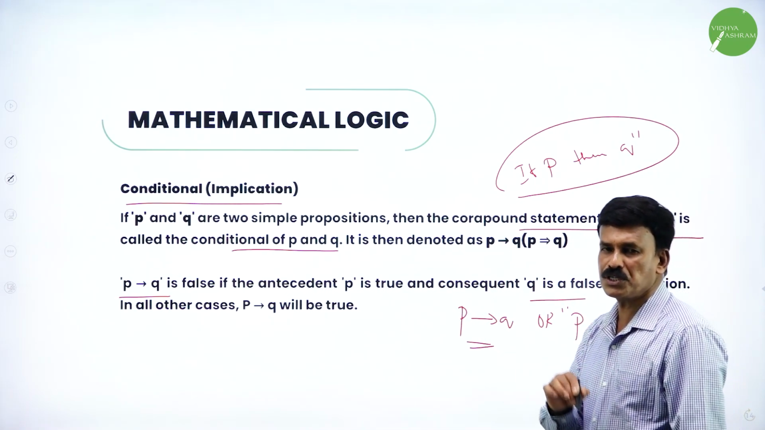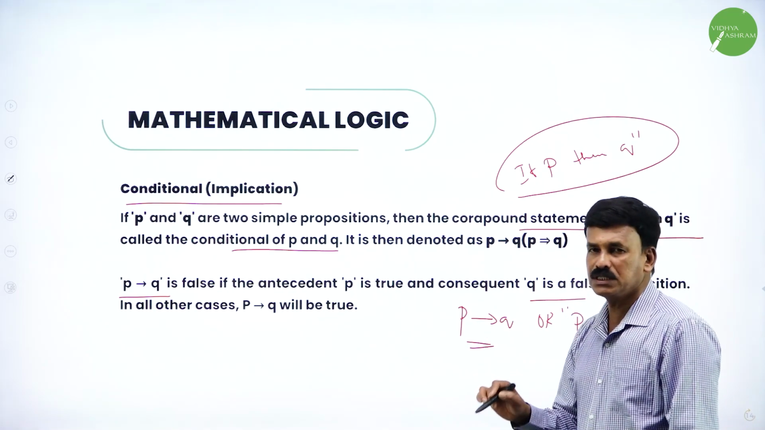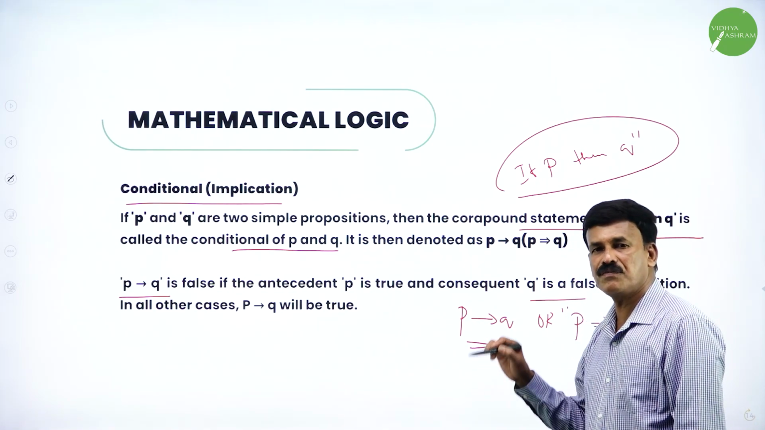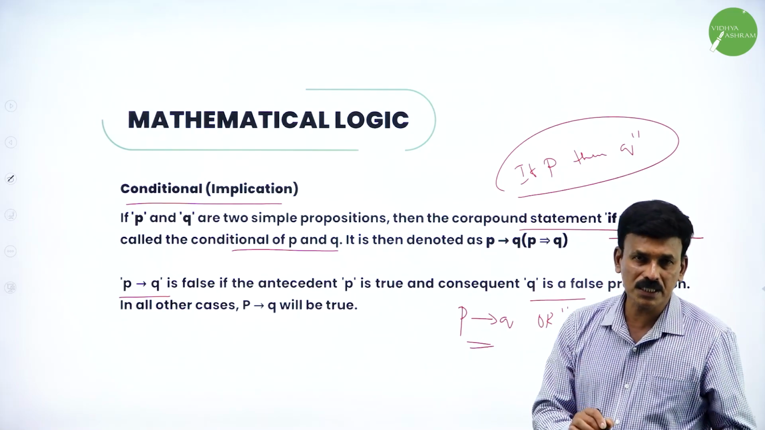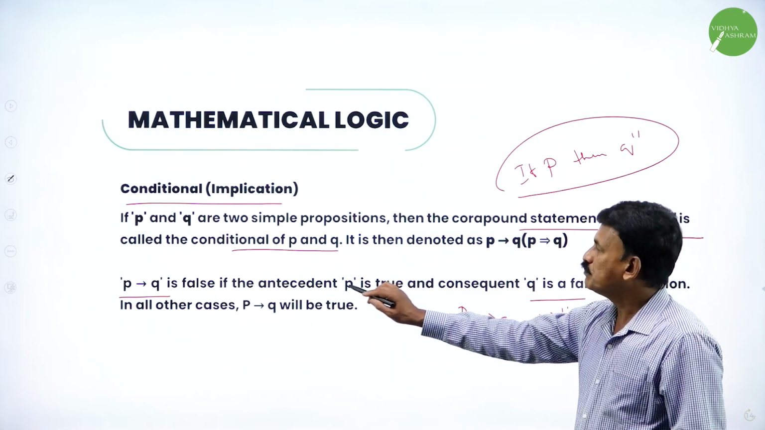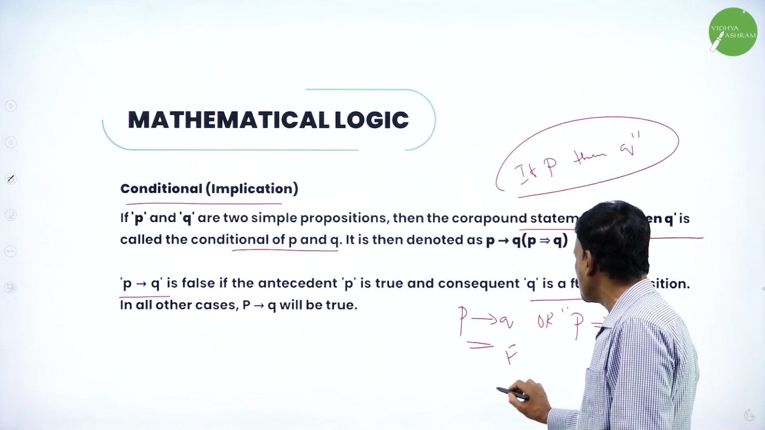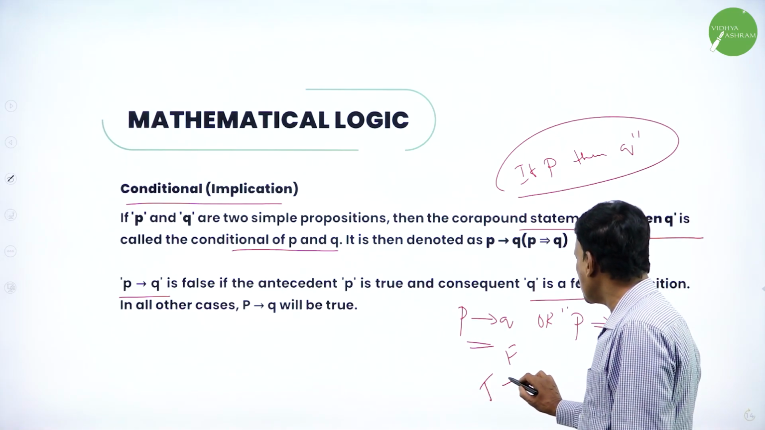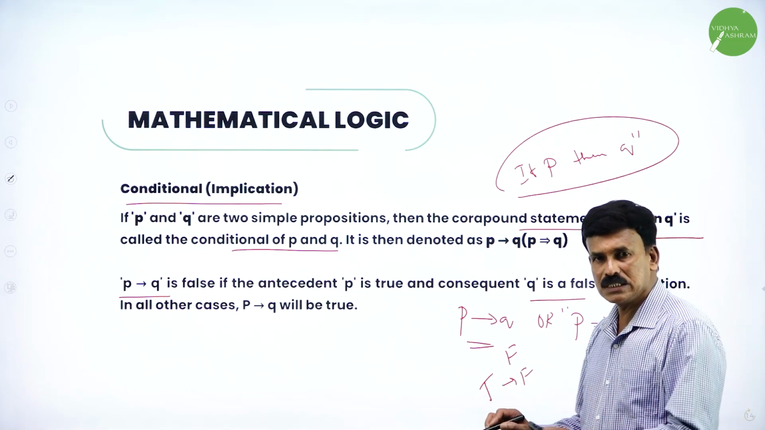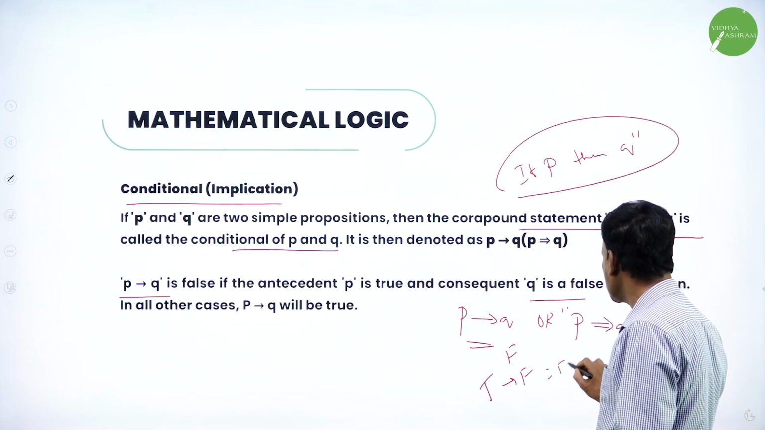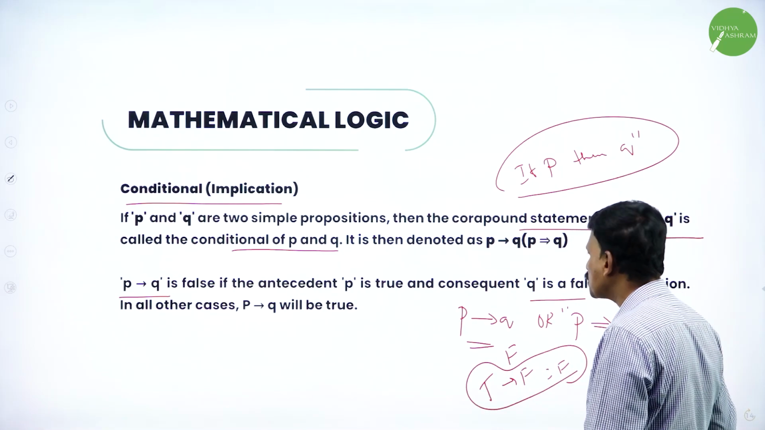If P is true and Q is false, then T conditional to F is false. In all other cases, it is true. So, P conditional to Q is false. This is false if and only if P is true and Q is false. True conditional to F, then this is false. In all other cases, it is true.